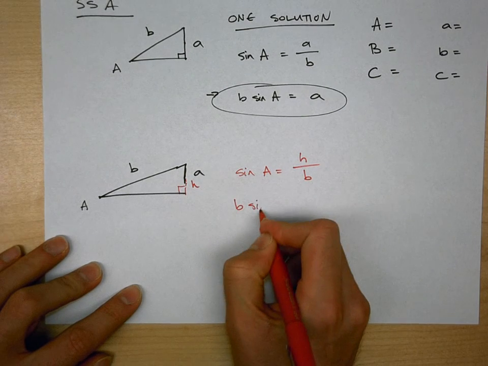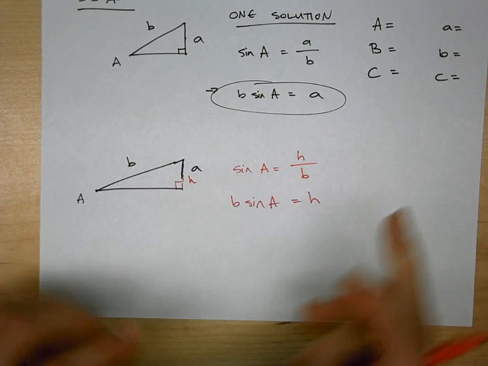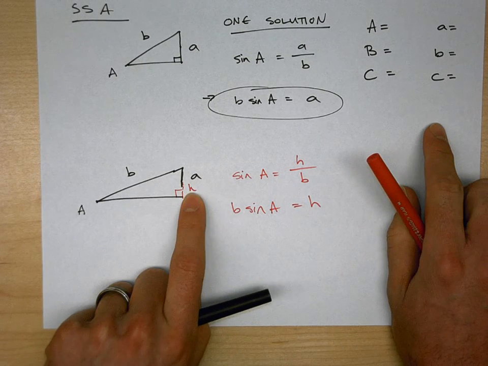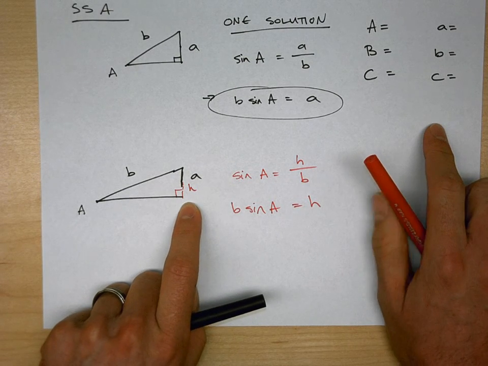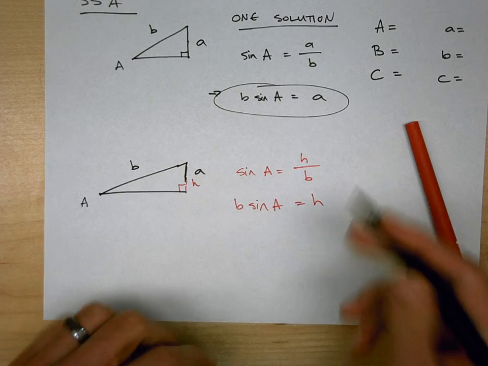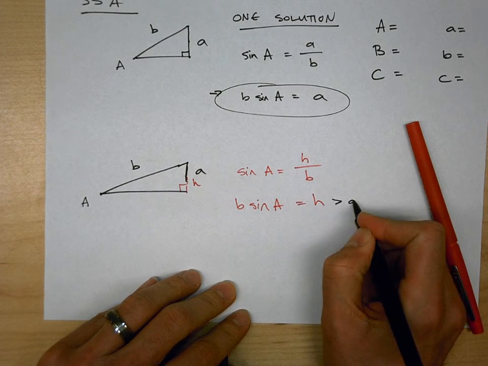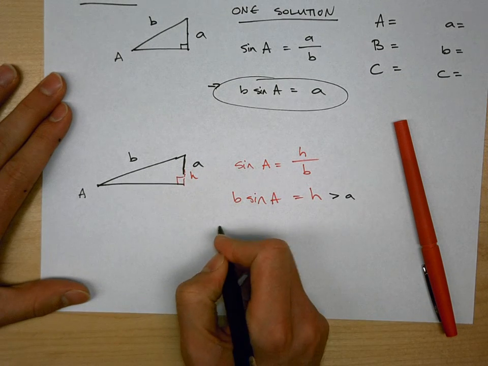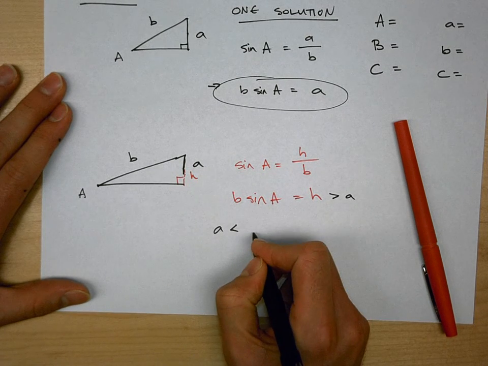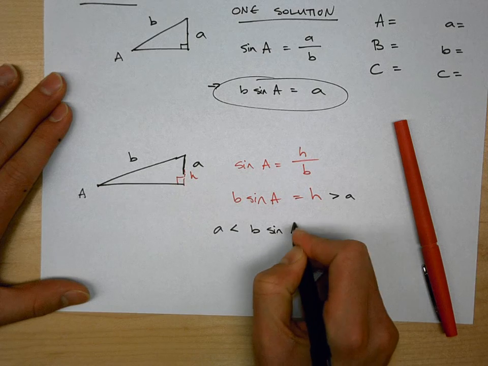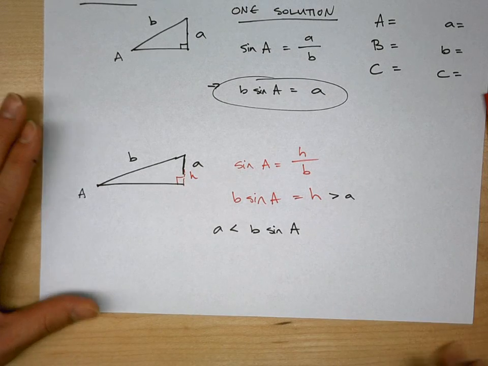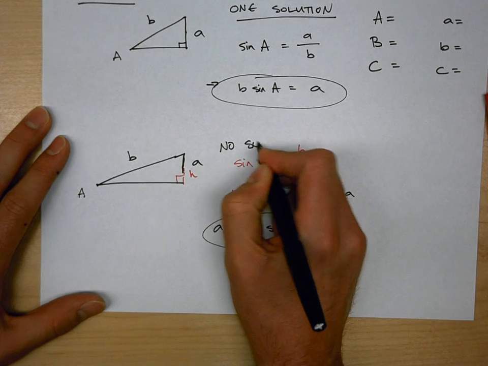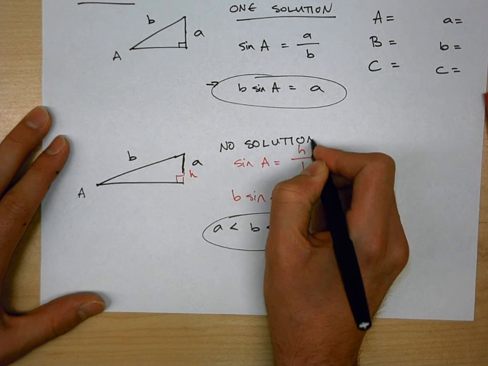So again, b sine of A is going to equal h. In this case, little a is shorter than h. H is longer than a, so this guy is bigger than a. So this is going to be the case where, I'll write it the other way around, a is less than b sine of A. So in this case, we have no solution.